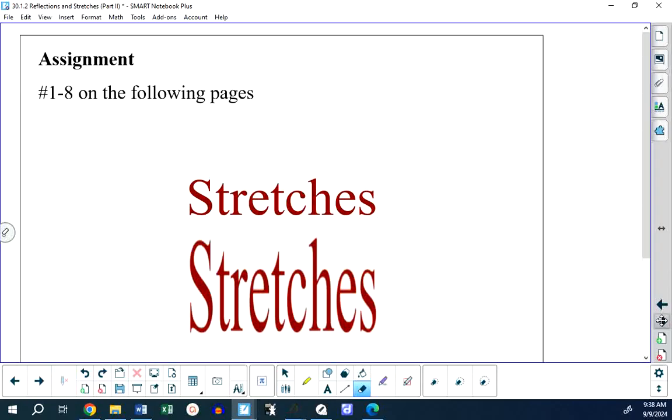On page whatever we're at, the next couple of pages, there are 8 questions dealing with vertical stretches and applying them. Same as is typical for most of the lessons in this course. These questions are now exam questions. I've given you in this lesson the skills to understand stretches. Now you have to apply them to actual exam questions.